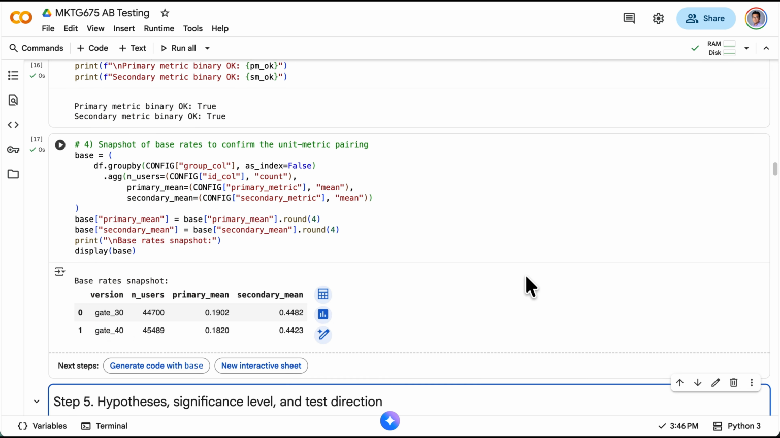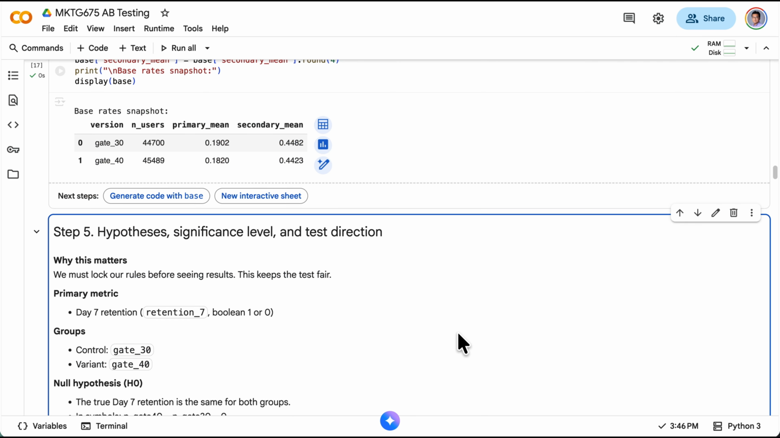Gate 30 at 0.1902 and gate 40 at 0.820. This snapshot just sets the stage. We're not interpreting significance yet.